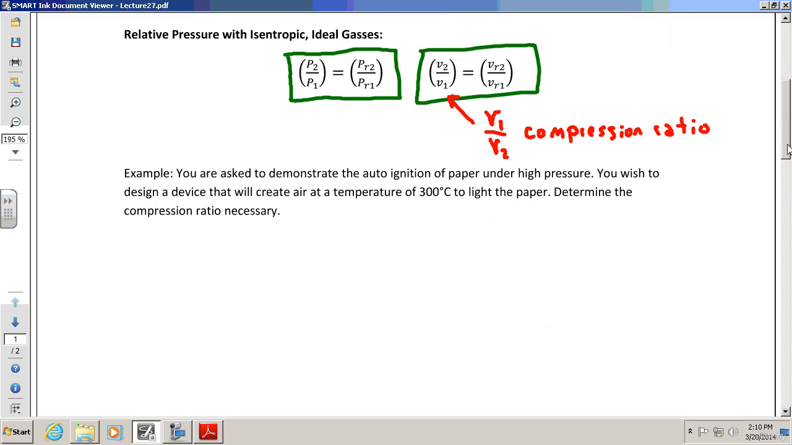I have this example here. You're asked to demonstrate the auto ignition of paper under high pressure. You wish to design a device that will create air at a temperature of 300 degrees Celsius to light paper. It takes somewhere around 300 degrees Celsius to light paper. So what we're saying here is that I want my temperature 2 to be 300 degrees Celsius, which is, by the way, 573 Kelvin. Remember, for most of these things we have to get this in Kelvin.